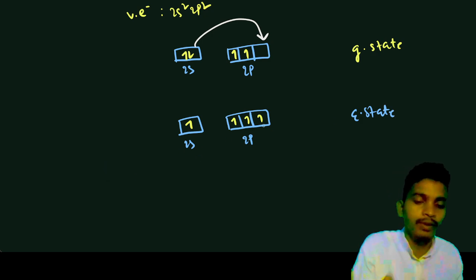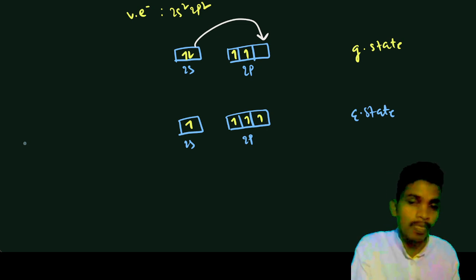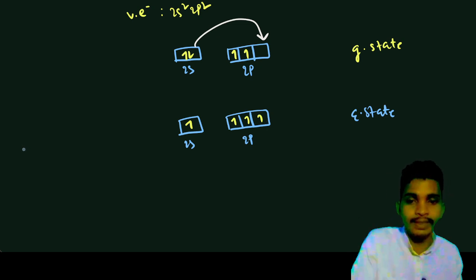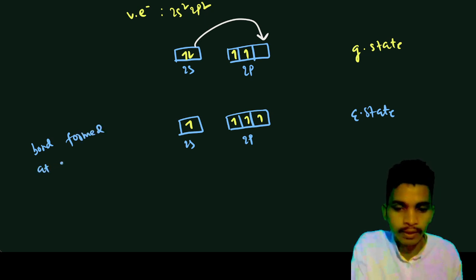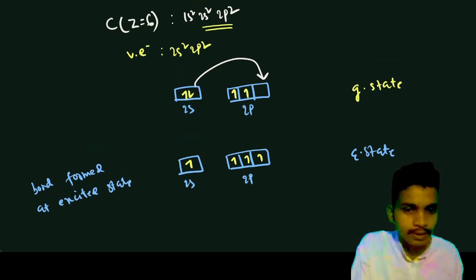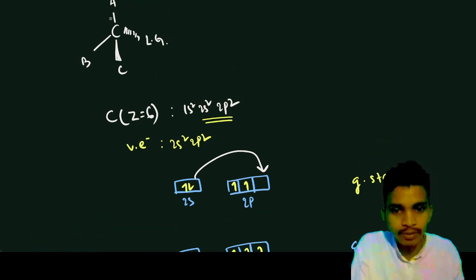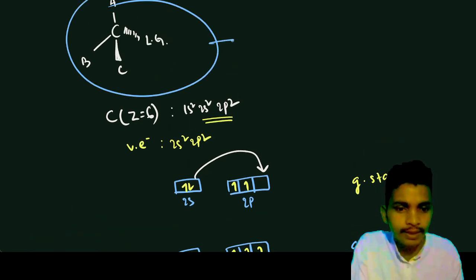Now it will make the bond at the excited state, because when it goes to the excited state, then it will make the bond. Bond formation happens at the excited state. It means that for this carbon atom, this happens at the excited state.